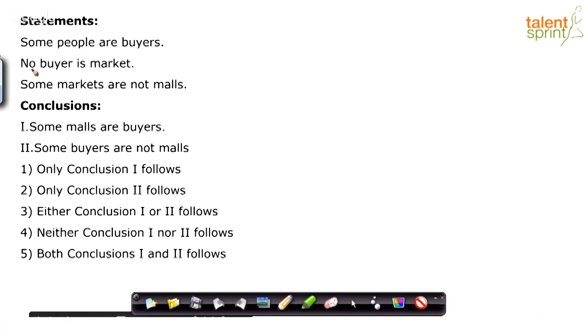Some people are buyers, no buyer is market, some markets are not malls. And only two conclusions are given to us, right? Some malls are buyers, some buyers are not malls. So let us draw the basic diagram first. Some people are buyers. So people, buyers.